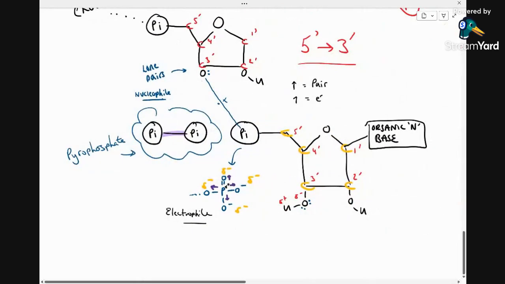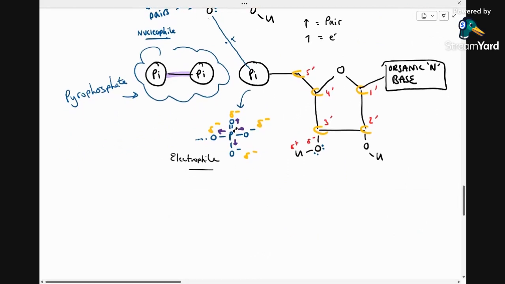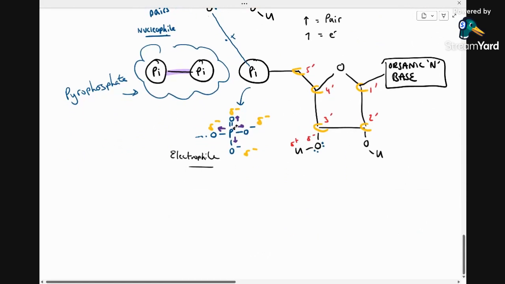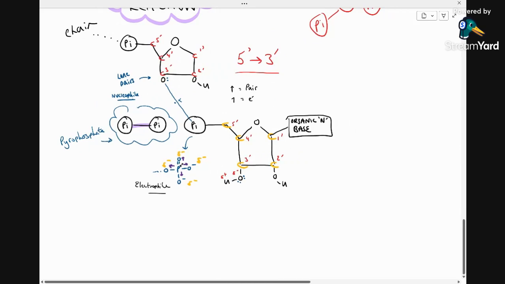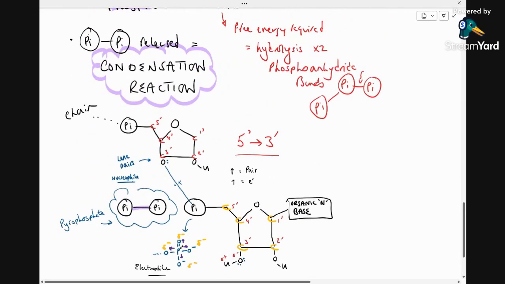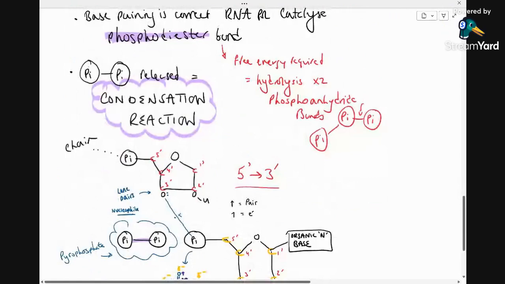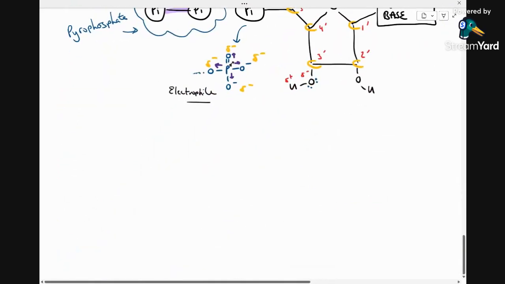Now this is a condensation reaction. And don't forget, it's one of the examples in biology where in a condensation reaction, it's not actually water that's produced or liberated from the reaction. In this case, it's pyrophosphate, but it is still a condensation reaction. You're still taking 2 smaller molecules, joining them together to form a larger molecule, and you're releasing a small molecule as a leaving group. So that's essentially what happens. That's phosphodiester bond formation via nucleophilic attack.